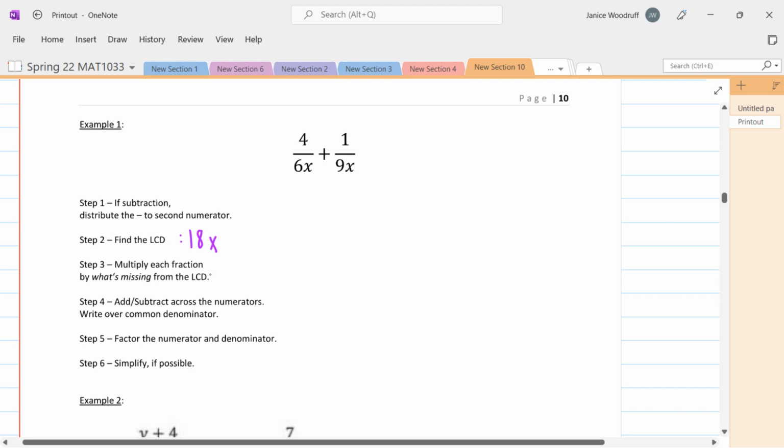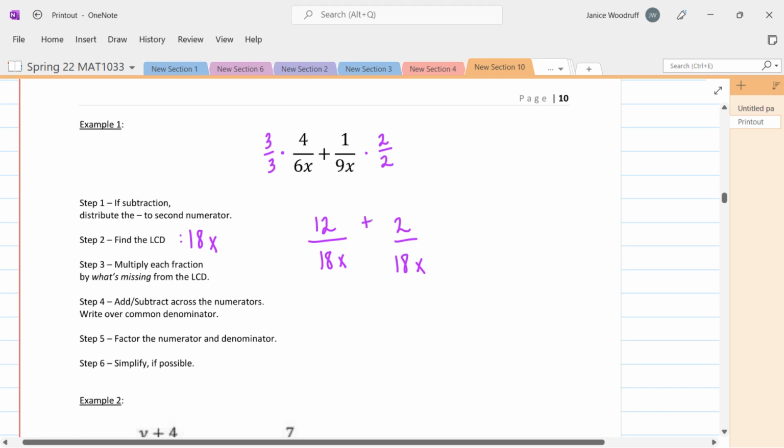Okay, now multiply each fraction by what's missing from the LCD. So you want to make 6x and 9x into 18x. To make 6x into 18x, we're going to multiply by 3. It already has the x, so we don't need to multiply by an x. And then to make 9x into 18x, we're going to multiply by 2. So on the top, we have 3 times 4, which would be 12. 3 times 6x would give us 18x. 1 times 2 would be 2. 9x times 2, 18x.